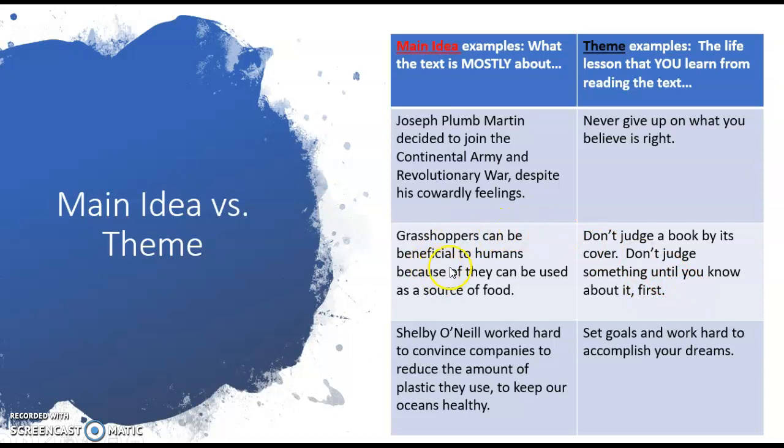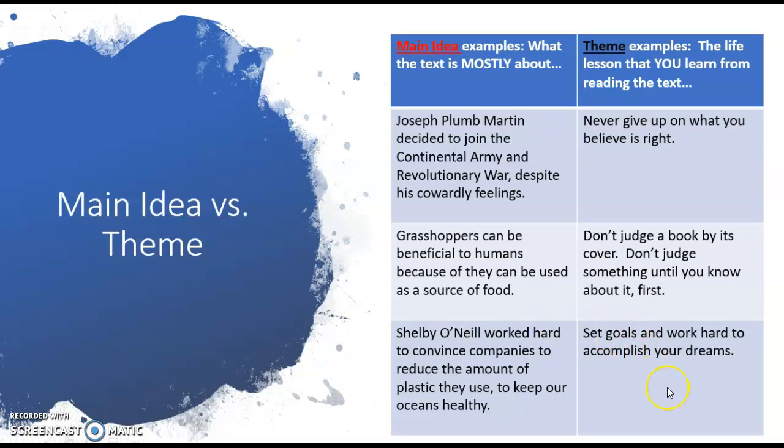Very different than grasshoppers can be beneficial to humans because they can be used as a food source. Two totally different things. And then here's the last text down here that you will be reading this week. We did not read this one yet, but the main idea is Shelby O'Neill worked hard to convince companies to reduce the amount of plastic they use to keep our oceans healthy. That's what the text was mostly about. There are supporting details that support that whole idea.